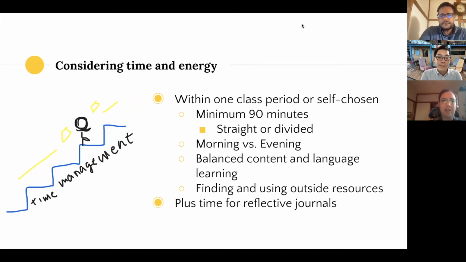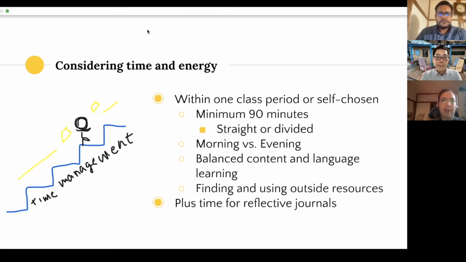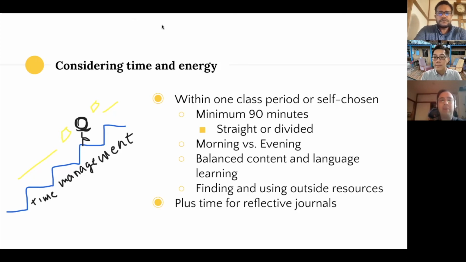And an issue that comes up with that is balancing the content and the language required to learn that content. Students need to find ways to focus more on the content and learn that, and then language should come next. It takes some work for students to find that. In addition to that, they need to find outside resources, which could be Japanese resources, Wikipedia, YouTube, other people, and use those to help their learning. It's not just the MOOC, but everything. After all of that is done, they need to spend some time on the reflective journals. So it's 90 minutes plus 30 or so.